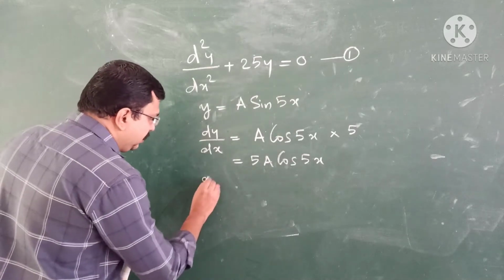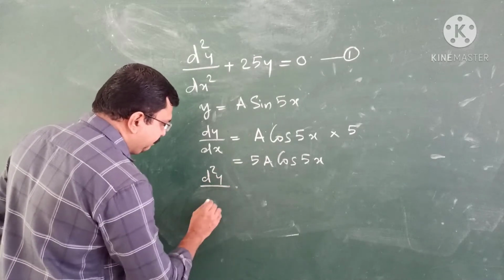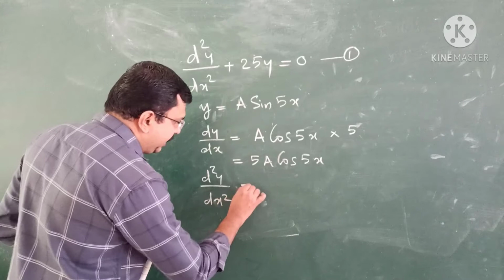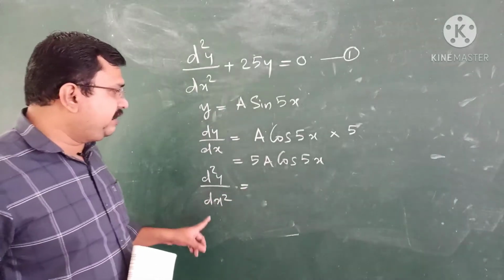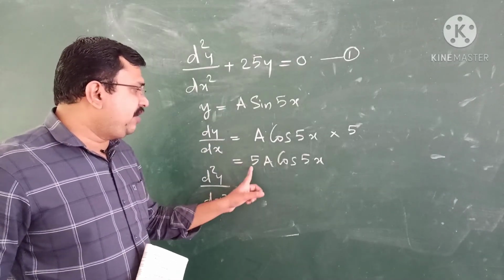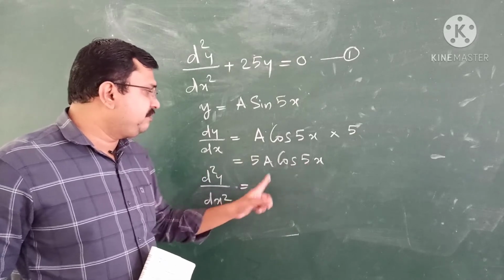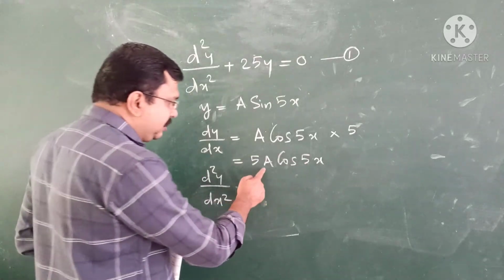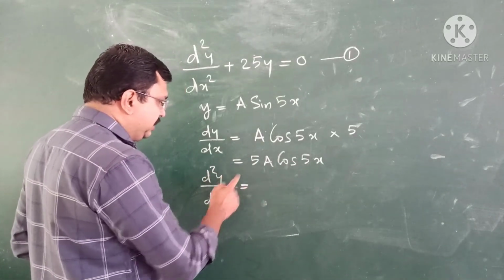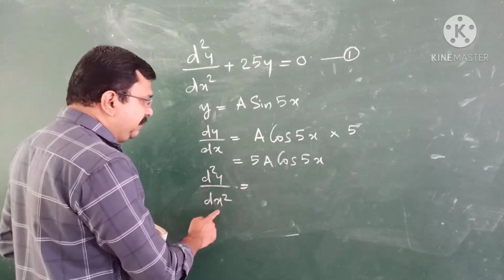Next, d square y by dx square. That is the second order derivative. First one is 5a into cos 5x. Then we are taking the derivative of this function. Then we will get d square y by dx square.